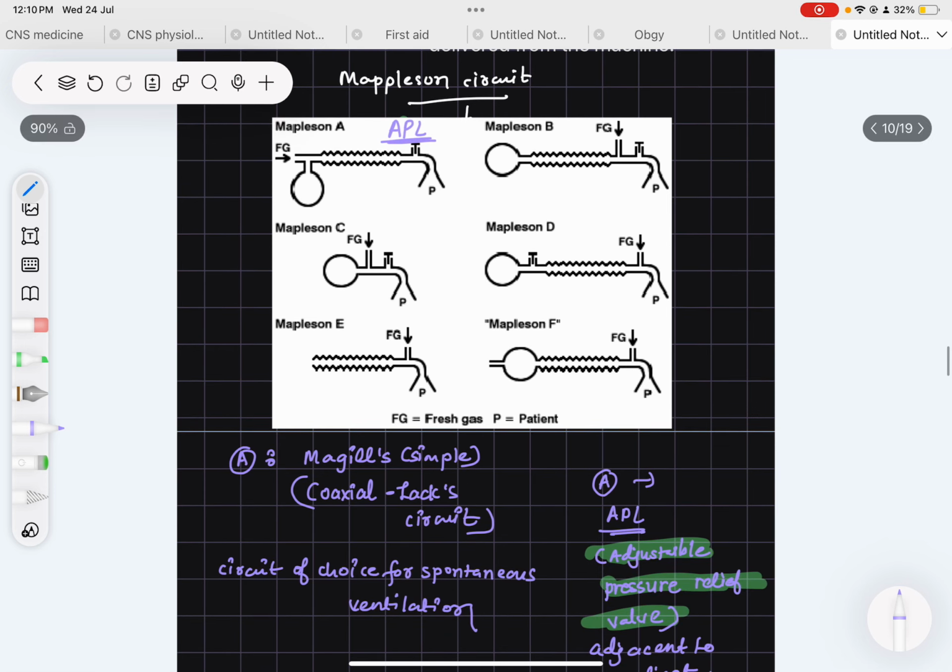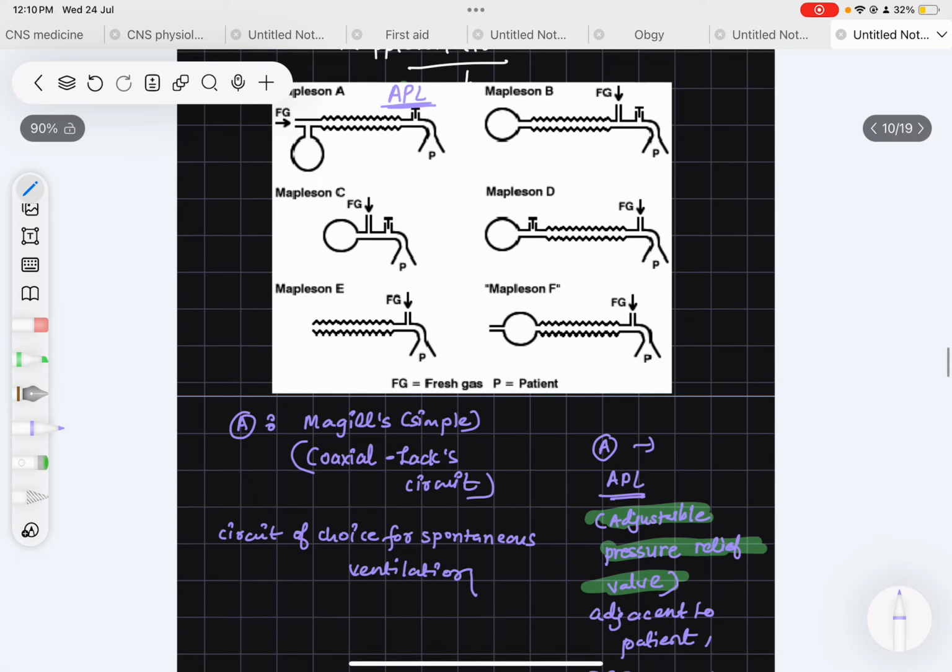By location of these we are mainly dividing A, B, C, D, E. So in A, the APL will be adjacent and the fresh gas flow will be distant. And in D, totally opposite, the fresh gas flow will be adjacent and the APL will be distant. And in B and C, in B both will be adjacent only, and in C there will be no corrugated tube present, just these two things will be adjacent to the patient.